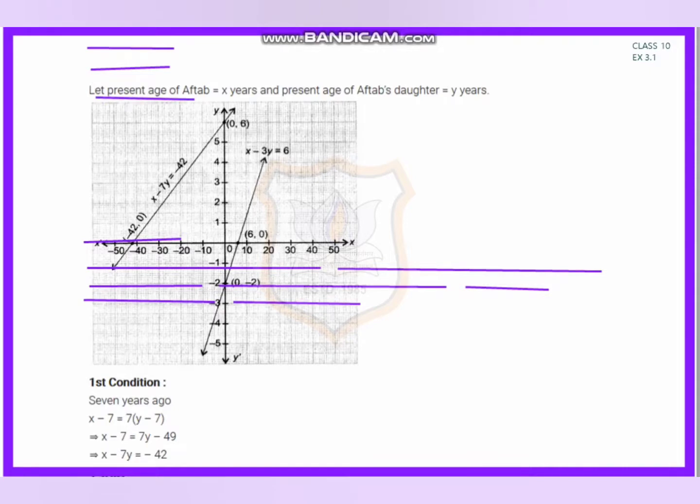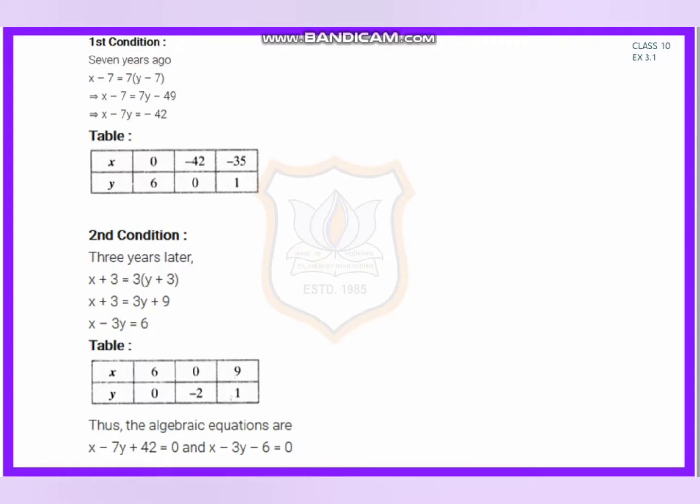Let the present age of Altaf be x years and the present age of Altaf's daughter be y years. First condition, 7 years ago, means we have to subtract 7 from both the ages. This is x minus 7 equals 7 into (y minus 7), meaning it's 7 times her age. Now 7 is multiplied with y, we get 7y, and 7 multiplied with 7 gives 49. Now x minus 7 equals 7y minus 49.